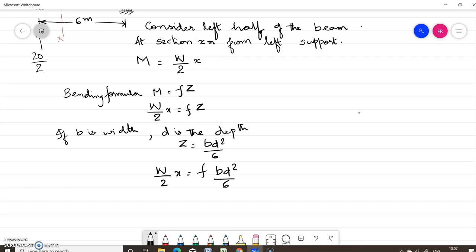So we can write that 1 by 6 BD square is equal to W by 2 into X into F. Or we can write BD square is equal to 3WX by F, that is, W by 2 into X divided by F.